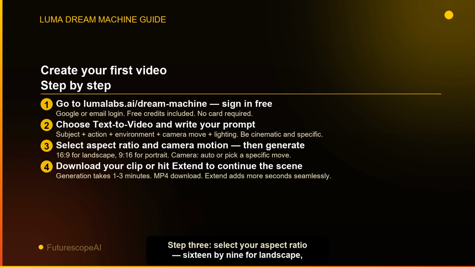Step 3. Select your aspect ratio, 16:9 for landscape, 9:16 for vertical, then choose a camera motion or leave it on auto. Hit generate. Step 4. Your clip is ready in 1 to 3 minutes. Download as an MP4 for your editing timeline, or hit extend to continue the scene seamlessly.